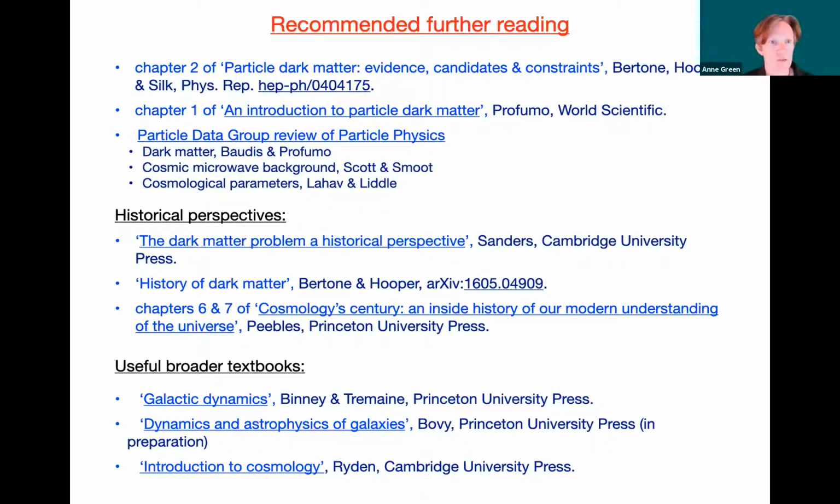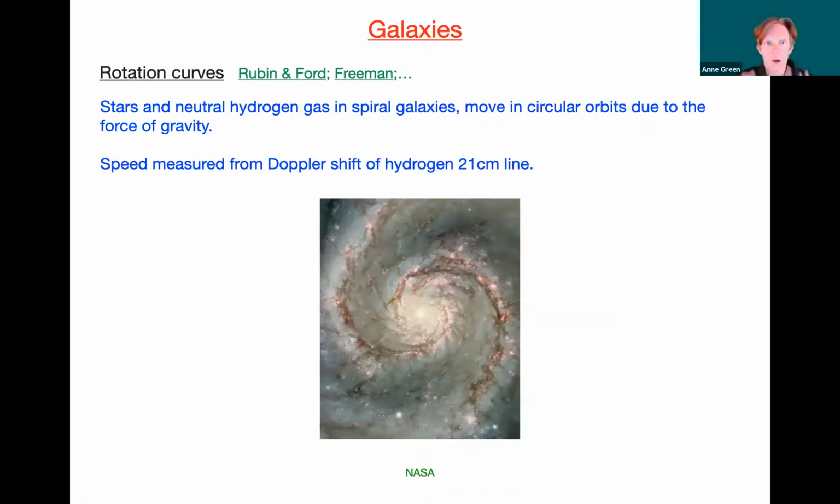So we're starting off with individual galaxies. Most of the evidence for dark matter in individual galaxies, but not all, comes from what are called galaxy rotation curves. In a spiral galaxy, the stars and gas lie in a disk and move in circular orbits due to the force of gravity. You can use the Doppler shift of the hydrogen 21 centimeter line from the spin flip to measure the speed of the stars and gas clouds. By mapping out how the speed varies with radius, you can essentially weigh the galaxy.